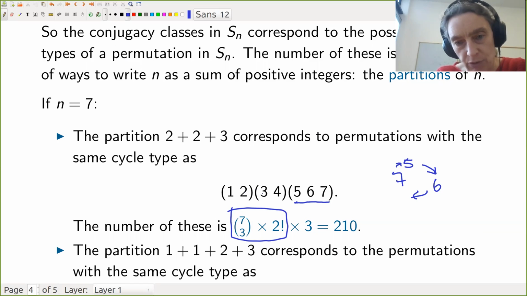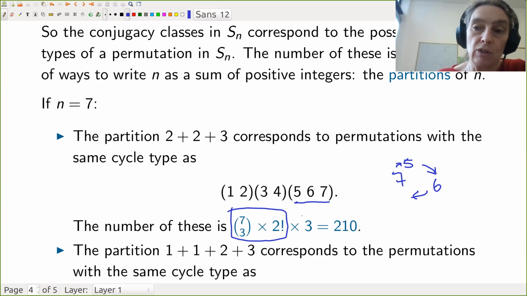It can be 1, 2, and then 3, 4. It can be 1, 3, and then 2, 4, or it can be 1, 4, and then 2, 3. So there are 3 ways to arrange the remaining 4 elements into a pair of disjoint 2 cycles. For every choice of 3 cycle, there are 3 choices for the pair of 2 cycles. So in total, we've got 7 choose 3, which is 35, times 2 is 70, times 3 is 210 permutations belonging to that conjugacy class, consisting of permutations in S7 that have a 2 cycle, a 2 cycle, and a 3 cycle.